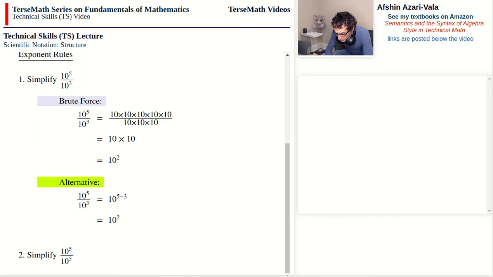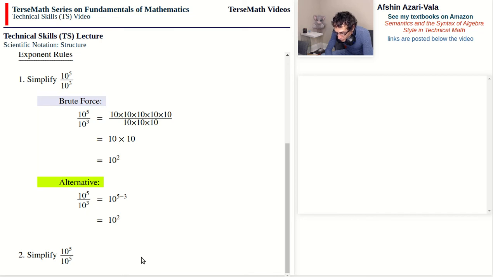All right, problem number 2. Now this one will explain why 10 to the power of 0 is 1. We want to do 10 to the power of 5 divided by 10 to the power of 5. Now in this case, the exponents have the same size, 5 and 5. With the previous one, the top exponent was larger. Now we have the same exponents.